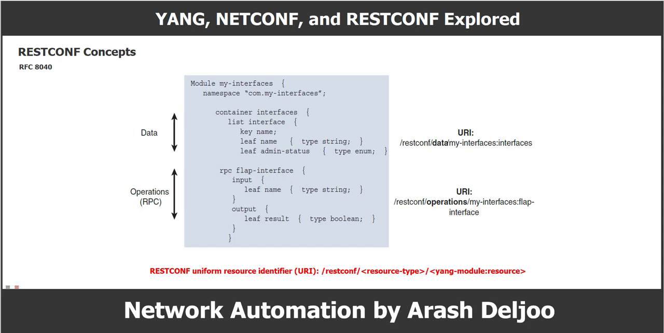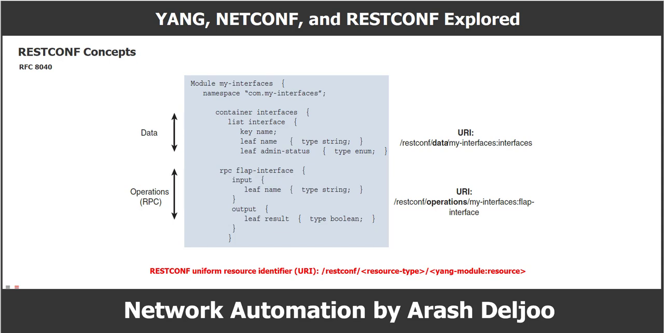RESTCONF can be encoded in either XML or JSON. Here is an example of a RESTCONF uniform resource identifier, or URI. As you can see, it is /restconf/resource type/YANG module and then resource. You know that RESTCONF uses the NETCONF data store containing YANG data. RESTCONF uses data and operations, or RPCs, for resource types within the RESTCONF URIs.